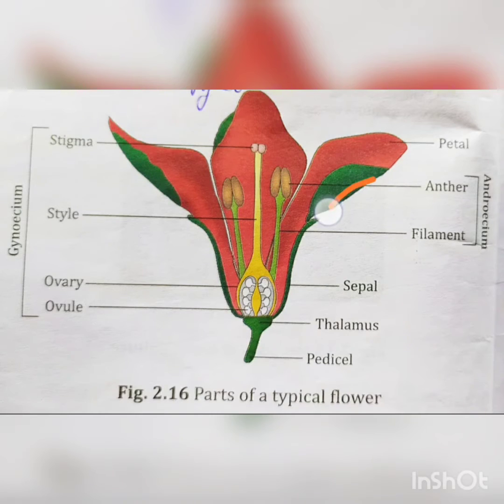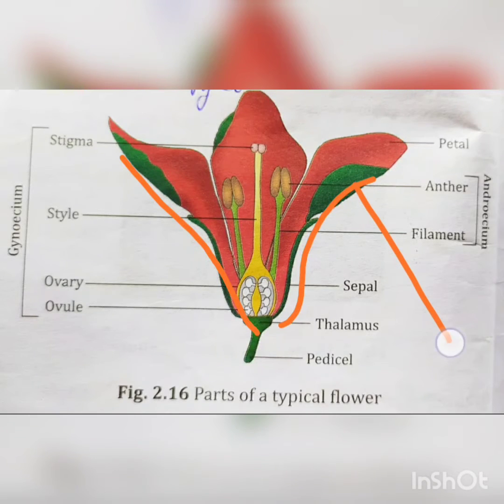Calyx is the outermost whorl, which contains green leaf-like structures called the sepals. The sepals protect the flower at its bud stage. The second whorl consists of the colorful petals. The petals are often large and scented. They produce the nectar.